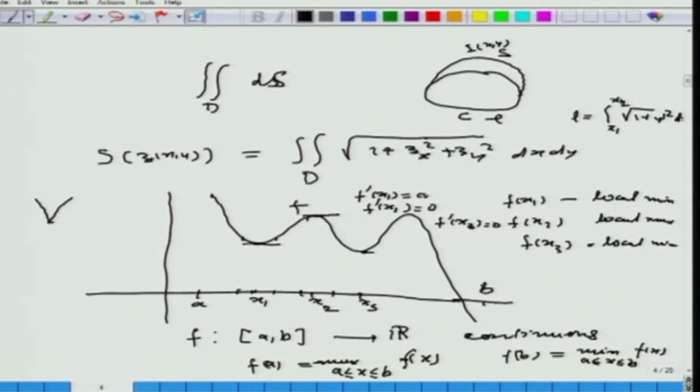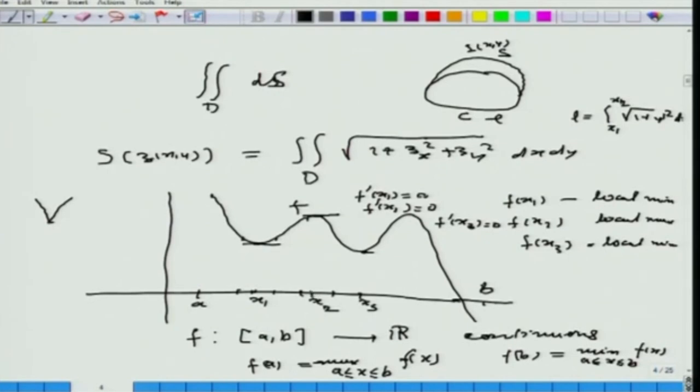Such a point is called the global minimum. And there are certain other points in the interior of the interval, or it may be at the endpoints also, where the function can have local minimum or local maximum. So, for example, at this point x1, in the neighborhood of this, there are points where the function has a larger value than the value at the point x1.